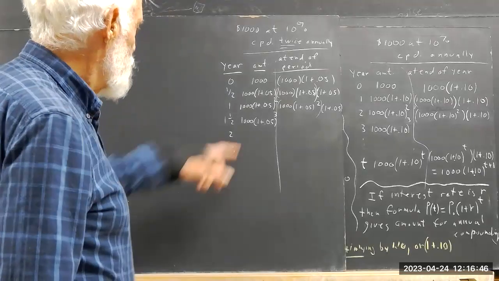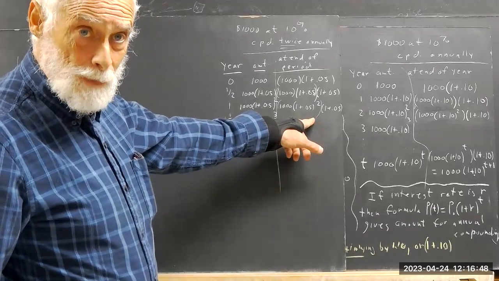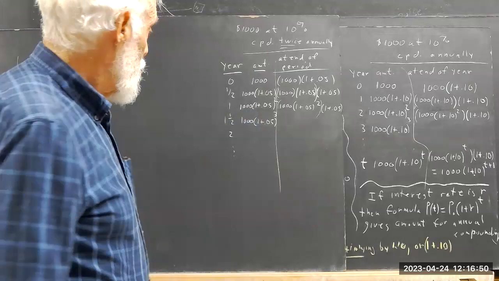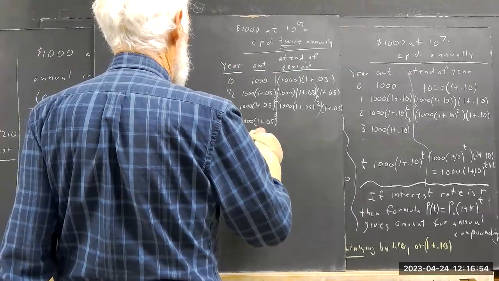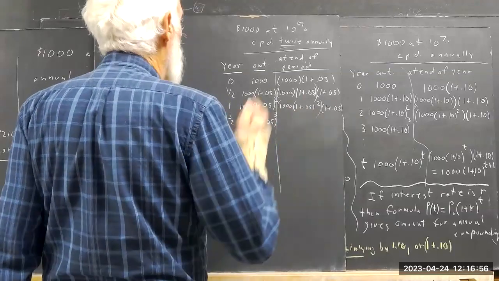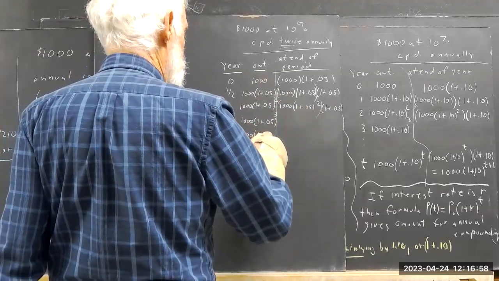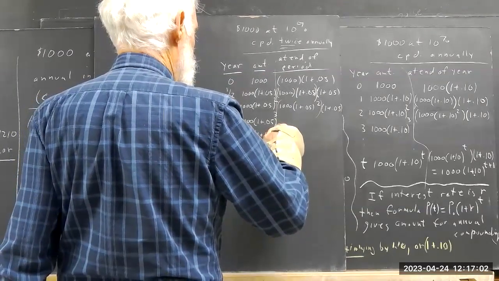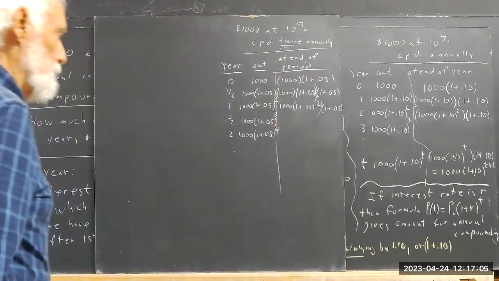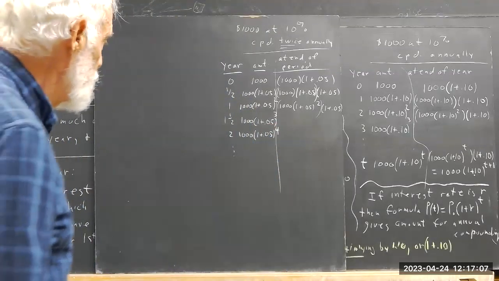And at this point, we really don't have to write out this column anymore. If we go to another year or another half year, we're going to multiply by 1 plus 0.05 another time. And that'll be 1 plus 0.05 to the 4th power.